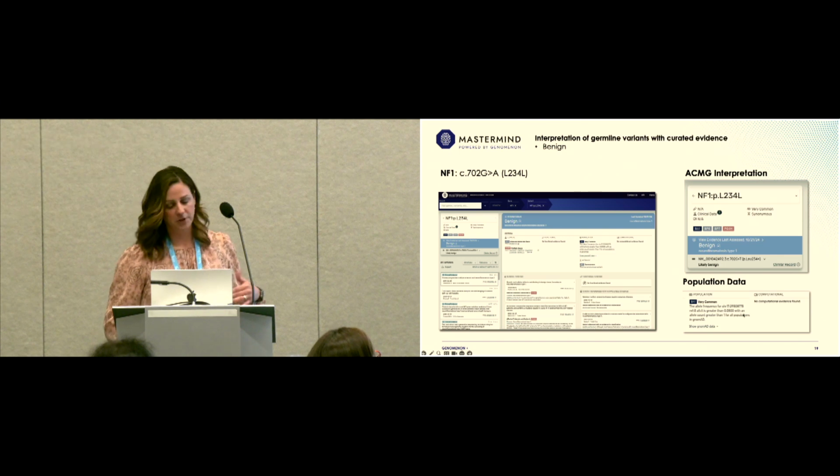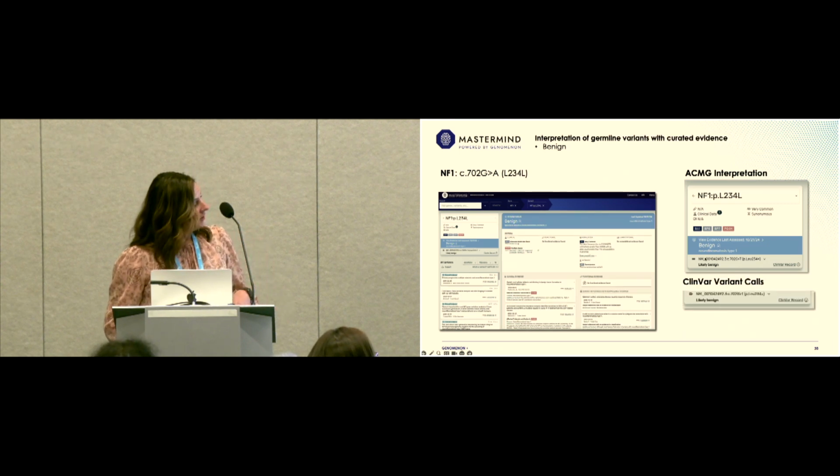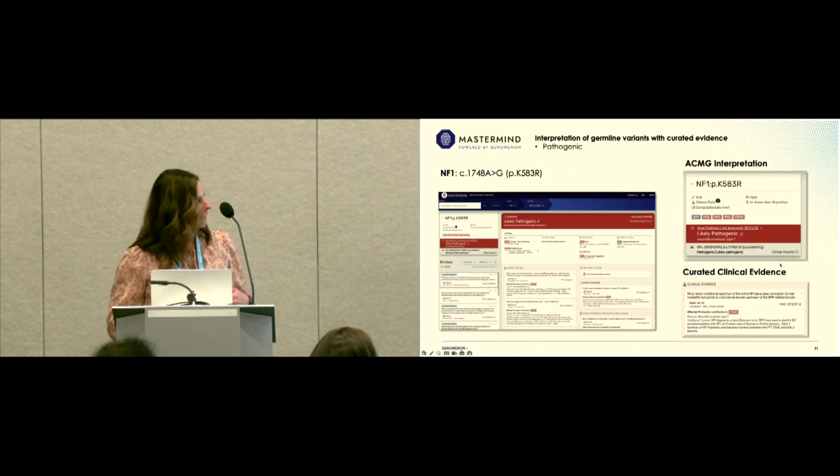Below that, you see some population data. And again, this is showing basically from over here on the right-hand side. So it's just kind of zoomed in here. But you can see that this particular variant is very common, and this is based on gnomAD data. In addition, you see ClinVar variant calls as well within Mastermind. So in this case, you can see that it is classified as likely benign in ClinVar. And you can actually link out to the ClinVar record by clicking on this link right here. All right, so our first variant, this synonymous variant, is considered benign.